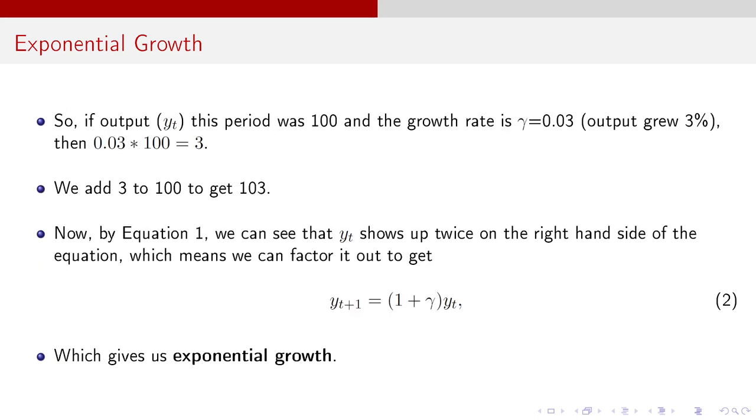So if output this period was 100 and the growth rate is 0.03, meaning output grew by 3%, then 0.03 times 100 is 3, and we add that to 100. So I get 100 plus 100 times 0.03, which is 3, 100 plus 3, I get 103. So by equation 1, which is right here, I can see that Y_t shows up twice on the right-hand side of the equation, which means I can just factor it out, right? So I get Y_{t+1} = (1 + gamma) * Y_t.